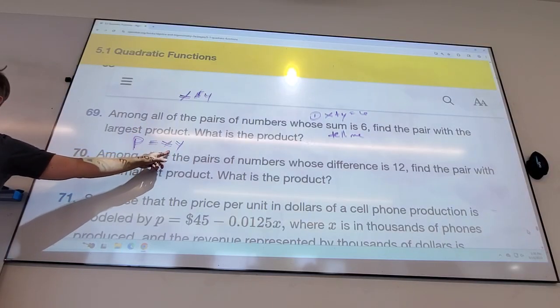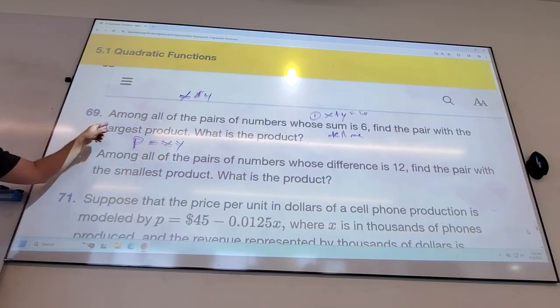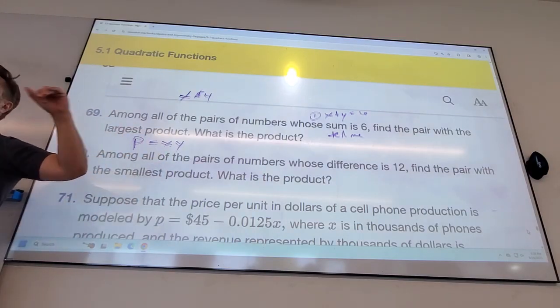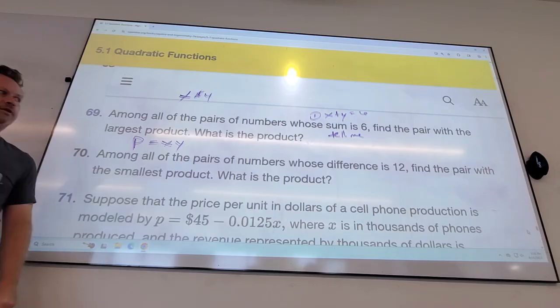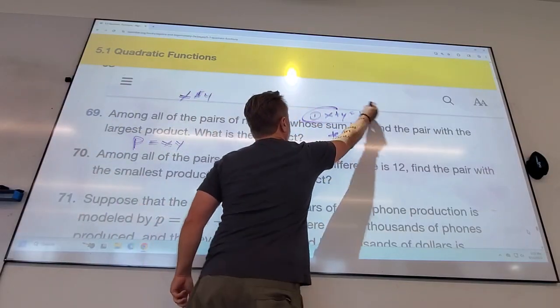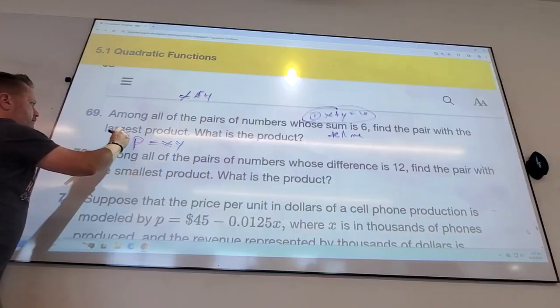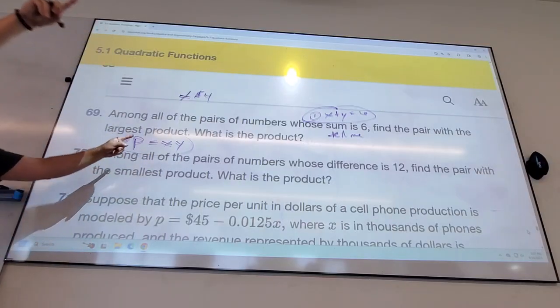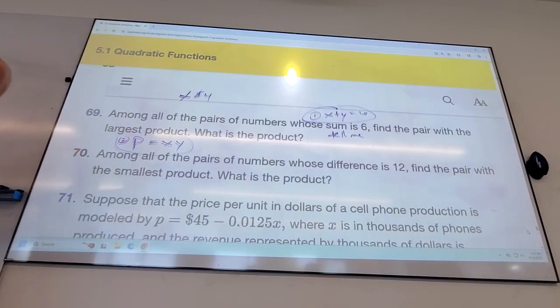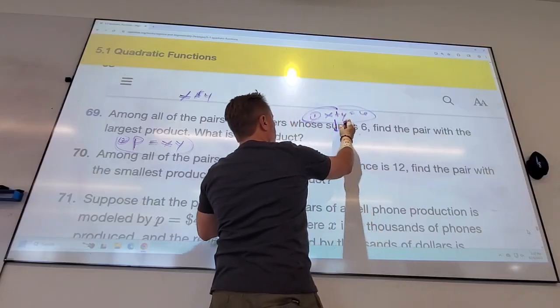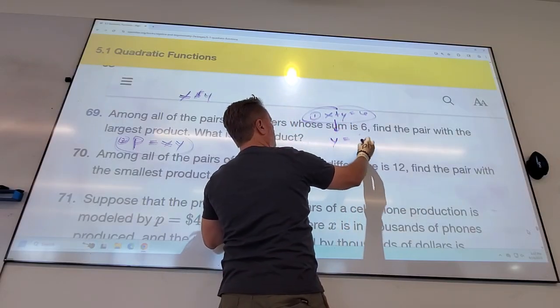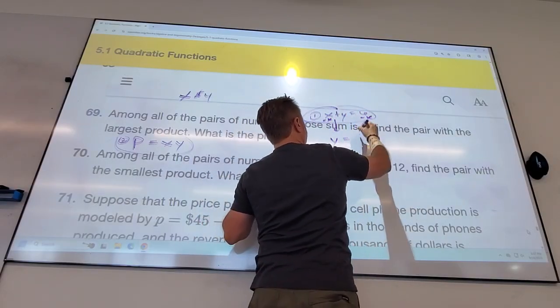No, minimize that. I'm looking at the wrong one. No, I'm looking at the right one. Maximize this, okay. So they told me this, and they asked me about this. How can I use those together to help me? So you could solve for one. If you solve this for y, what do you get? Y equals 6 minus x. Yeah.